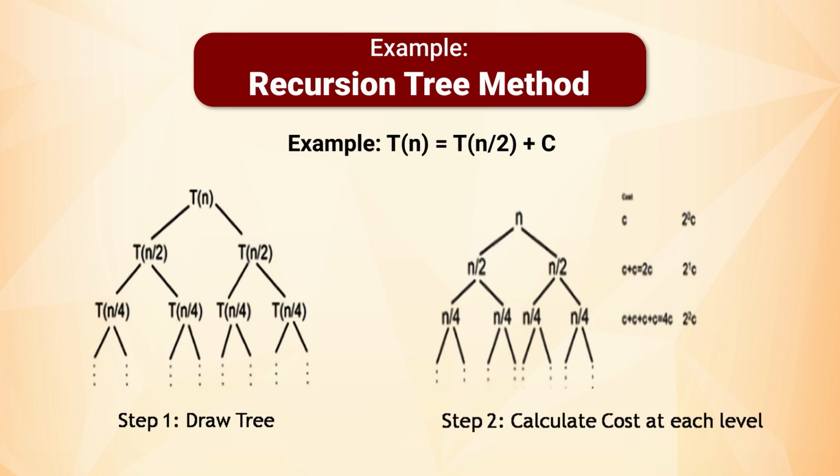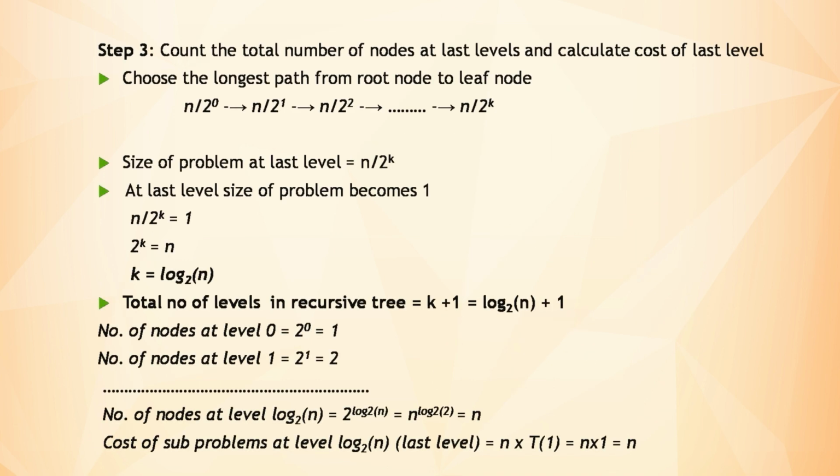So, we can see at each level the cost will be, at the root level the cost will be C, the next level is 2 to the power 2 into C, and the next step is to count the total number of nodes at the last level and calculate the cost of the last level. Here you can see the problem size is reduced by n by 2 to the power 0, n by 2 to the power 1, n by 2 to the power 2, n by... So, this is the longest leaf node.